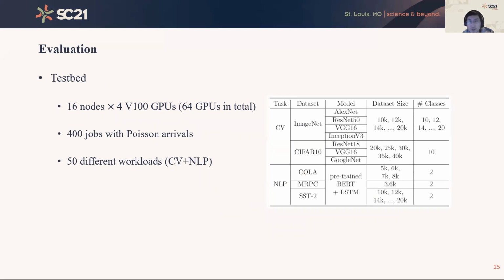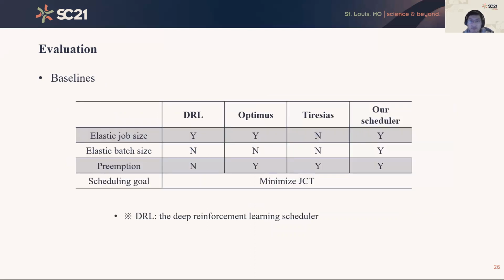Next, we evaluate our scheduler on a test bed with 64 GPUs on the TACC platform. Our evaluation trace includes 400 jobs from 50 different workloads as shown in the table. We compare our scheduler with some state-of-the-art deep learning schedulers, including the deep reinforcement learning scheduler, the optimal scheduler, and the Tiresias scheduler. The differences of elasticity between these schedulers are shown in the table.